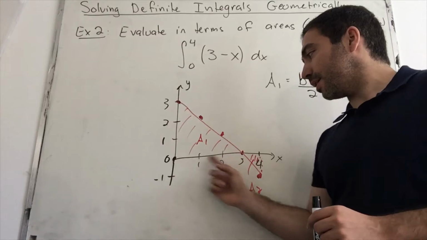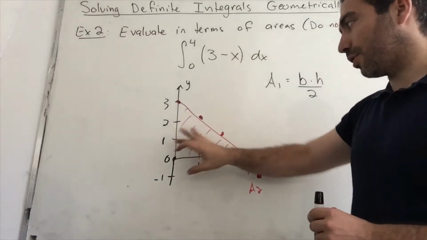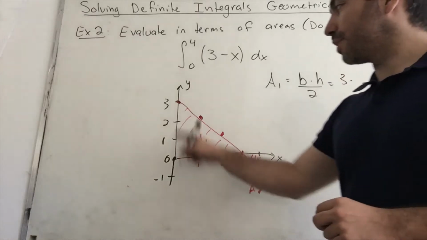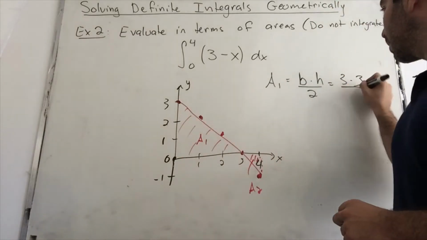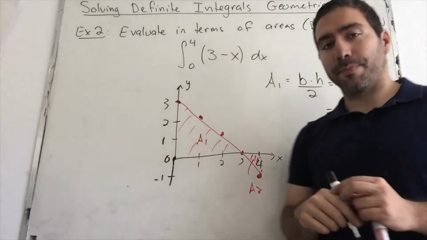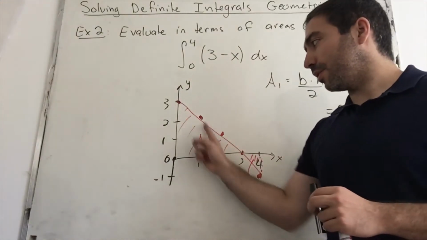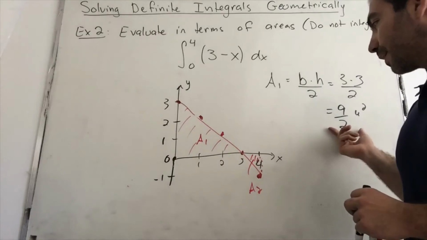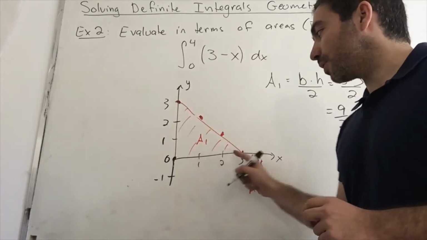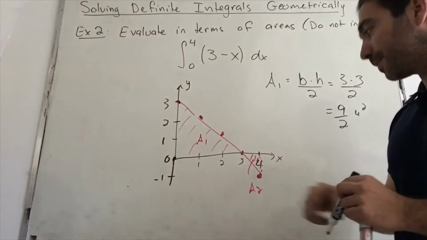So the base is from 0 to 3 because we're focusing just on this one here. So the base is 3. The height is also 3. And we're dividing by 2, giving us 9 on 2 units squared. So that's the area for this region here. And the fact that it's positive makes sense. We expect it to be positive because it's above the x-axis.